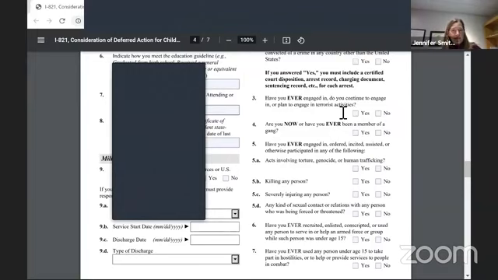This question is asking if you've ever engaged in or plan to engage in terrorist activities. I will say that if you answer yes to this question, you probably don't qualify for DACA. Question 4 is asking if you are now or have ever been in the past a member of a gang. Again, that would be something to talk to an attorney about if you think you need to say yes.